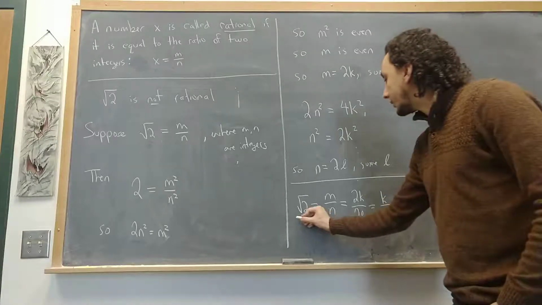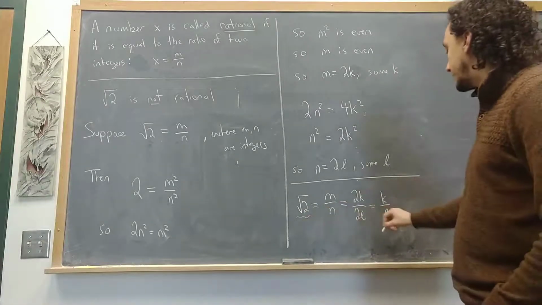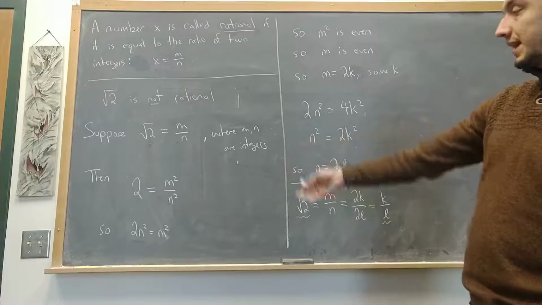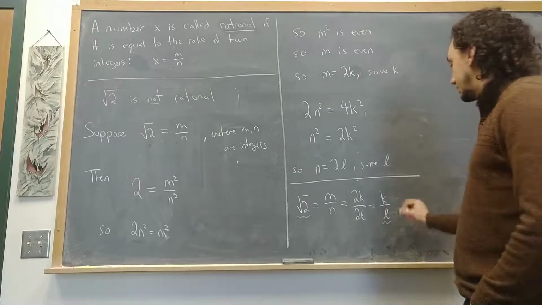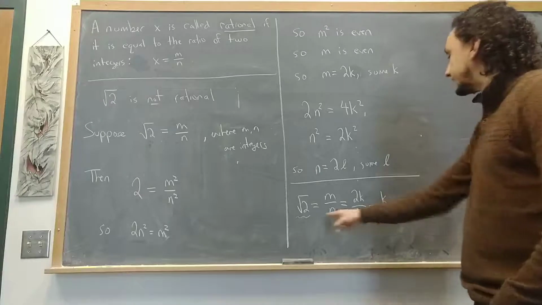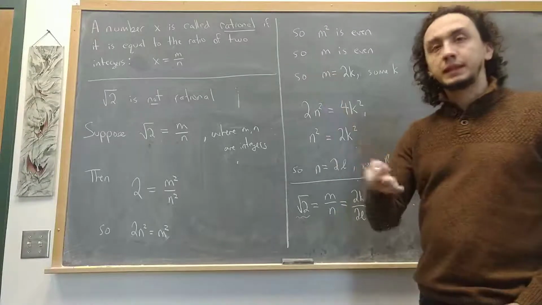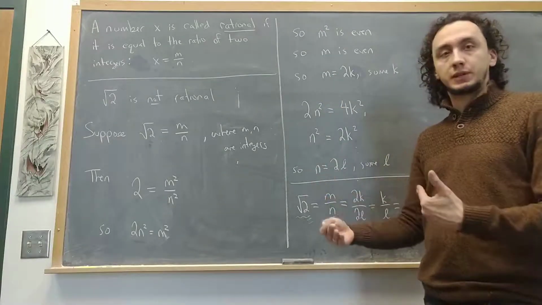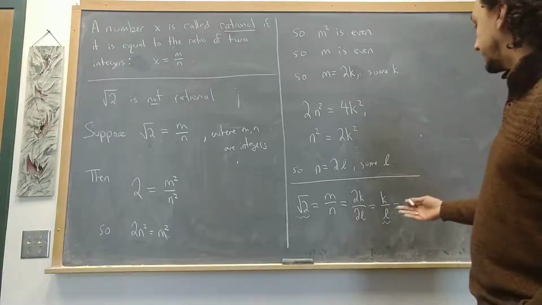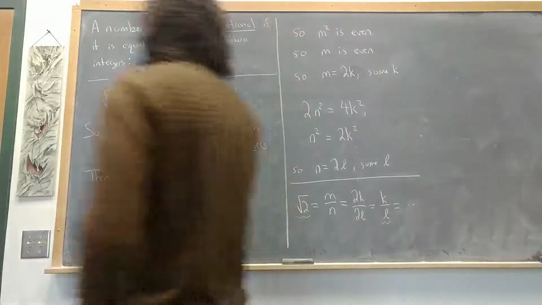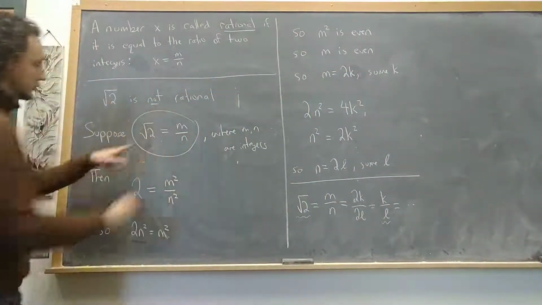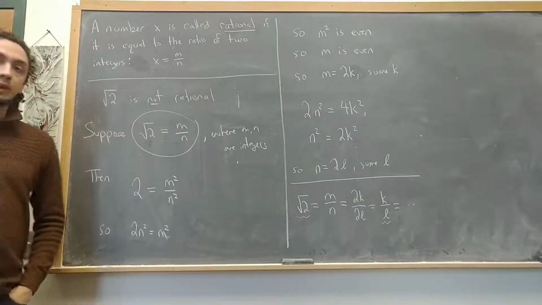But now we're back where we started, because the square root of 2 being equal to k over l, by the exact same argument, is going to imply that both k and l are even. So we'll be able to continue this process indefinitely, repeatedly dividing the numerator and denominator by 2. And that's impossible, because eventually that would have to stop. So that tells us that the original supposition, that the square root of 2 can be written as a ratio of integers, must be false.